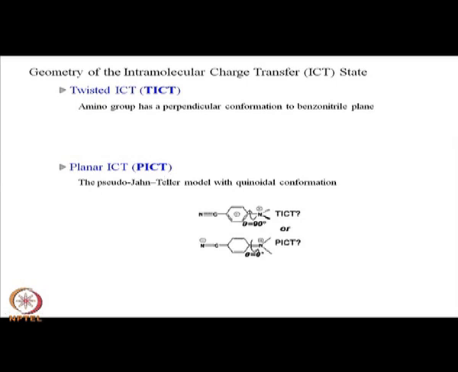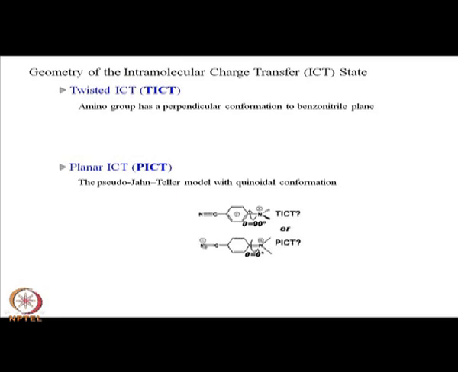So, geometry of the intramolecular charge transfer state, it is twisted intramolecular charge transfer. This amino group has perpendicular conformation to benzonitrile plane. You see that this one is like this, or maybe pseudo Jahn-Teller model with quinoidal, quinonoid type. Okay, conformation like this particular thing, that here it is minus and then it is like quinone kind of thing. Okay. So, quinone kind of thing, and it is your pseudo Jahn-Teller type planar ICT, intramolecular charge transfer.